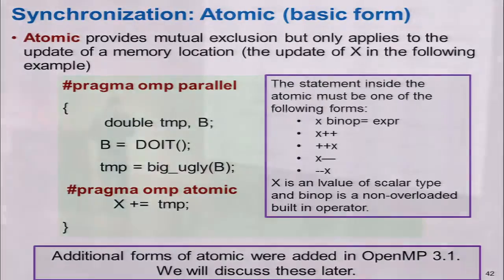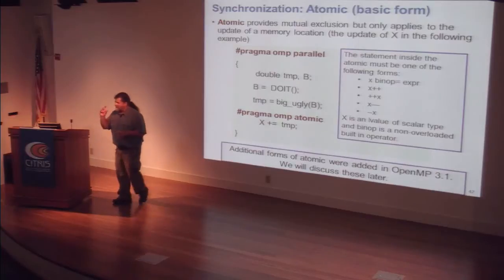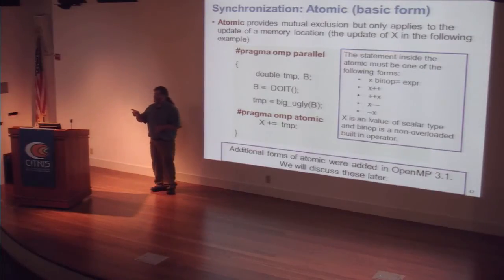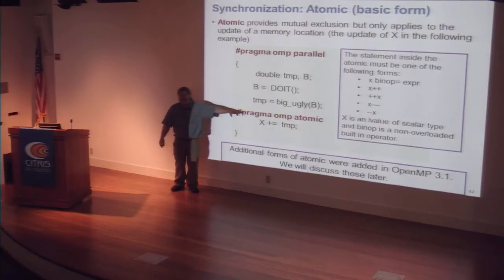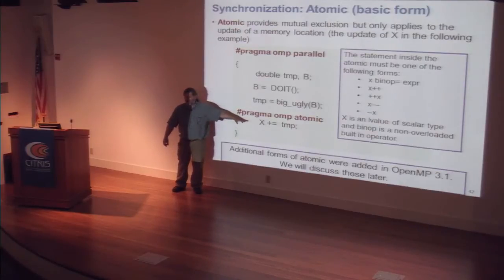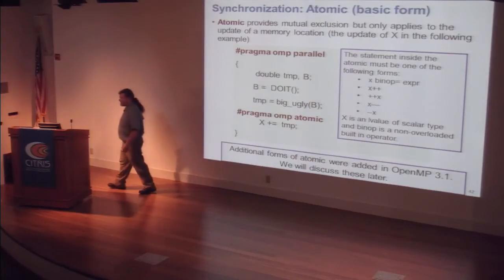It's really subtle, and I'm going to make this statement now, and maybe later on, if someone wants to talk to me later, I'll talk about the exceptions to it. But in many senses, you can think of this as a lightweight version of critical. It's going to give me mutual exclusion access to a simple update. So that's the atomic. Yes?